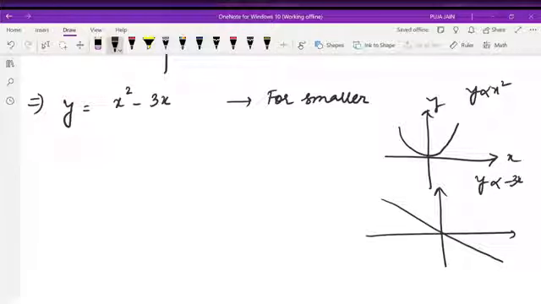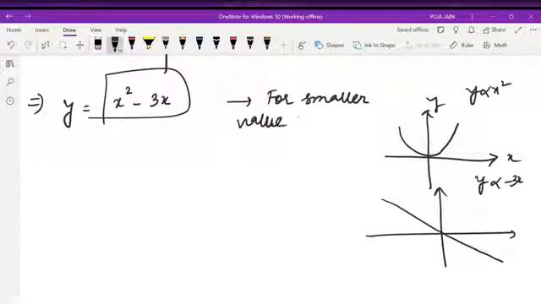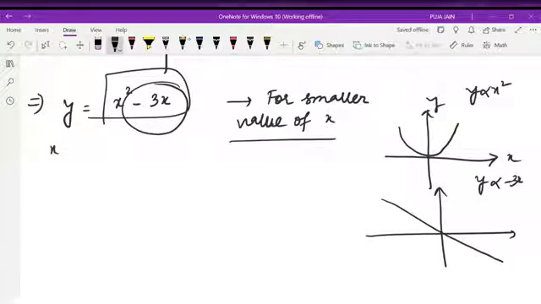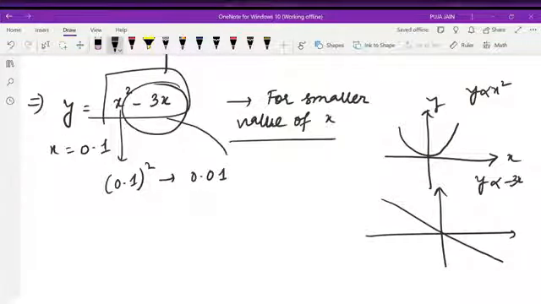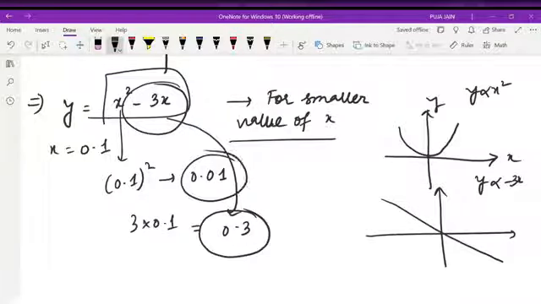Now here you see, for a smaller value of x, which term will dominate? Suppose x is 0.1. Then from x square we will get 0.1 square, so what will I get? 0.01. And from this term I will get 3 into 0.1, so this is 0.3. So which term do you think will dominate? This one, right? So for a smaller value of x, we will get minus 3x.